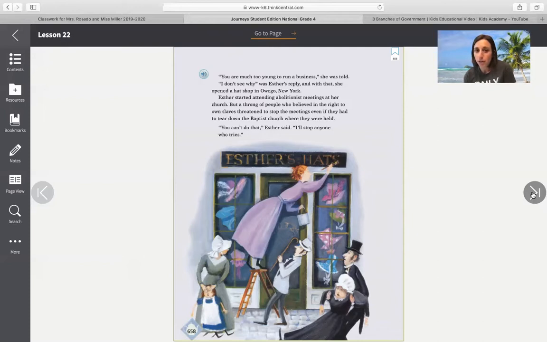I don't know what that word means, but again, if I look and reread the text, I think I can figure out what these meetings were about. It said a throng of people who believed in the right to own slaves threatened to stop the meetings. So if people who owned slaves wanted these meetings to stop, I think abolitionist meetings have to do with ending slavery. Remember, this was 200 years ago, boys and girls, so slavery was going on during this time, and Esther wanted to be a part of stopping it.